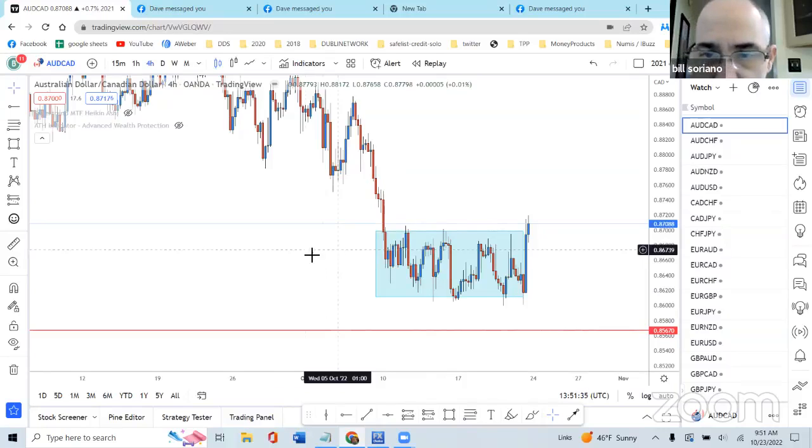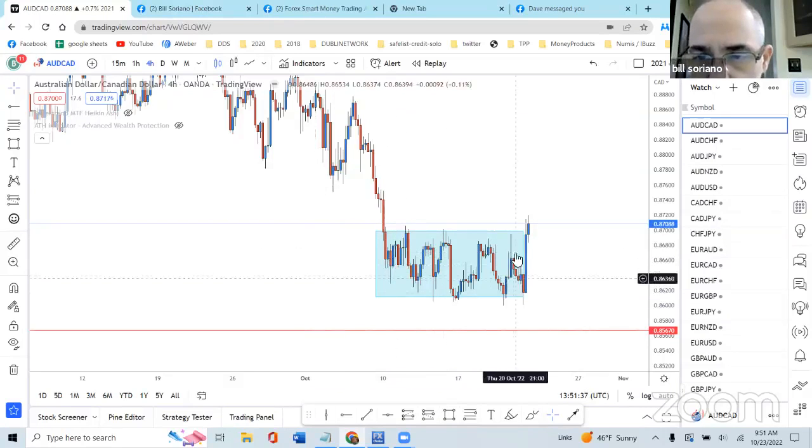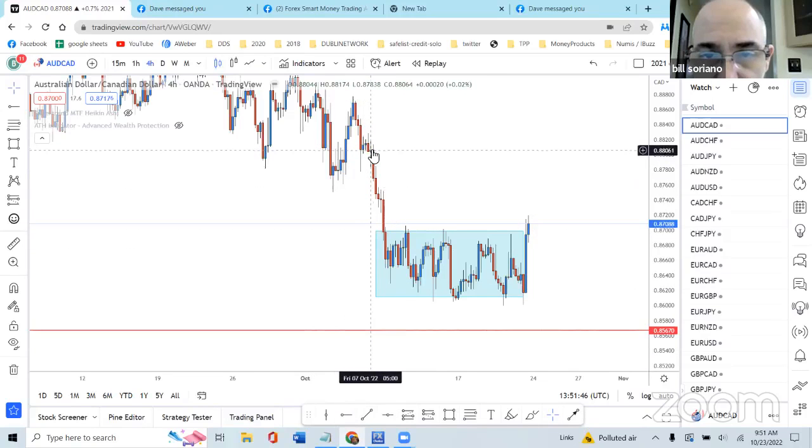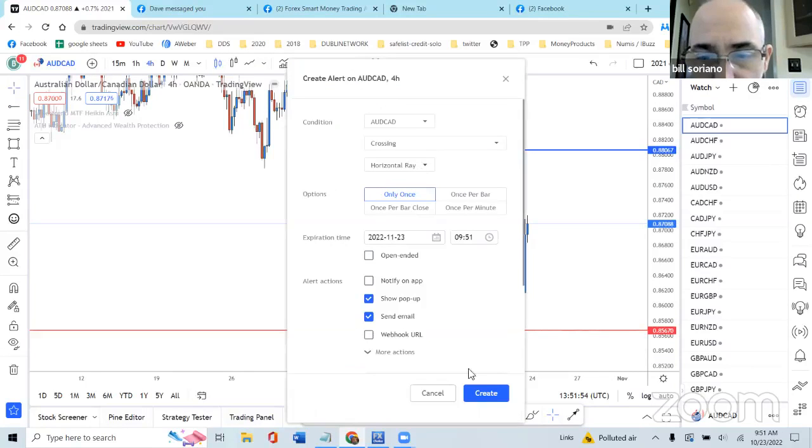Okay, so right now I think what I'm going to do is I'm just going to set an alert. So it's already kind of made its move up, right? So it could keep going up further. So we can set an alert right here. For instance, let me get my tool here. We can set an alert right here at this banker candle.